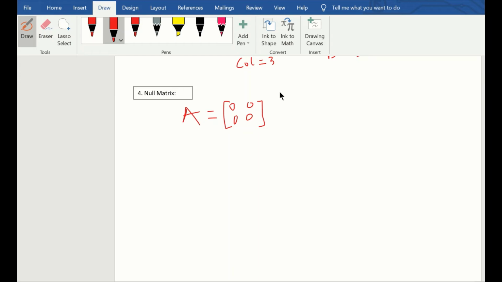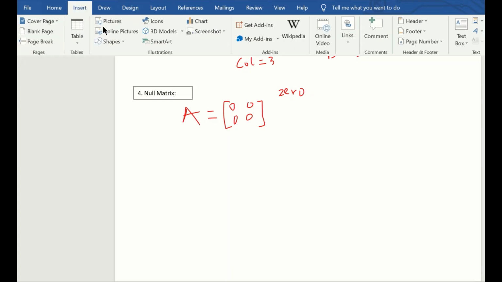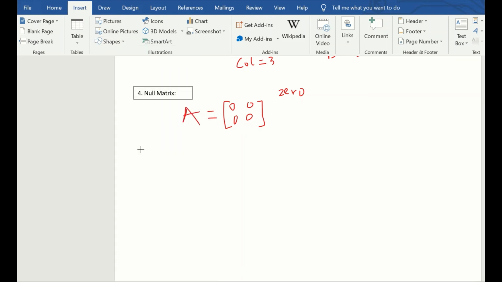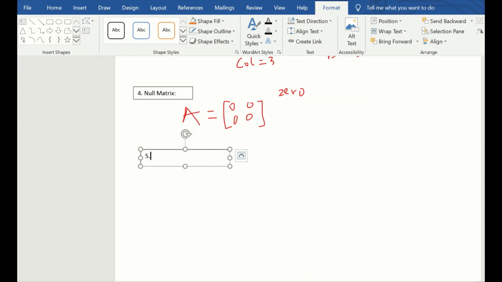It can also be called a zero matrix. When all the elements in a matrix are 0, it is called a zero matrix. Very, very important. I will show one or two more types of matrix. Number 5, we have what we call the diagonal matrix.